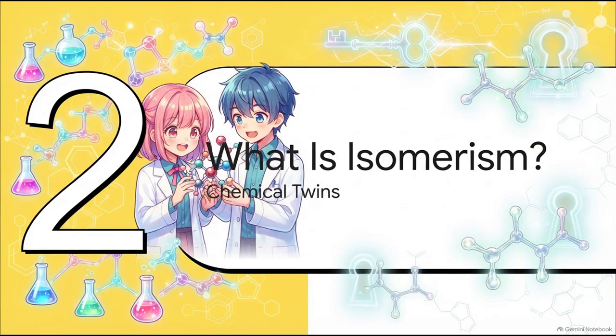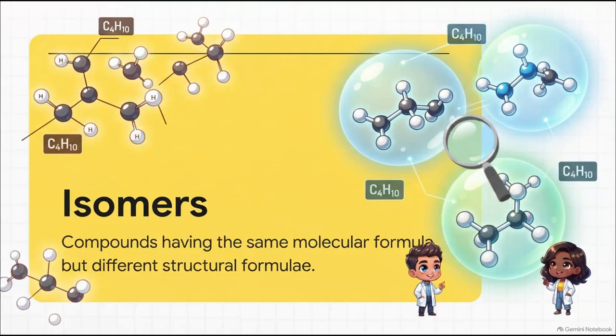Section 2. What is isomerism? Unlocking the chemical twins. So, what are isomers? Basically, they're compounds that have the exact same molecular formula. That means if you count up all the carbon, hydrogen, or oxygen atoms, the total tally is completely identical. But here's the catch. They have different structural formulas. This means the way those atoms are arranged, how they're physically connected to one another in 3D space, is entirely different. This phenomenon is called isomerism, effectively turning molecules into what we might call chemical twins. They share the same genetic makeup, so to speak, but they look and act completely differently.